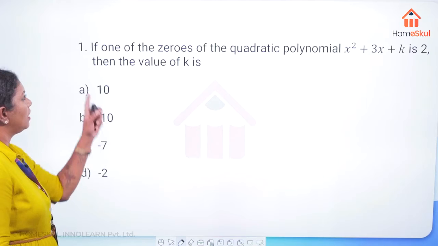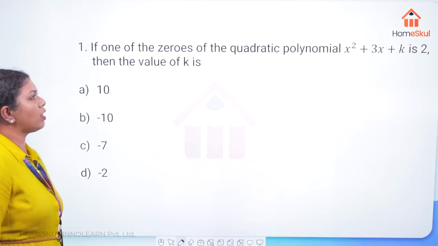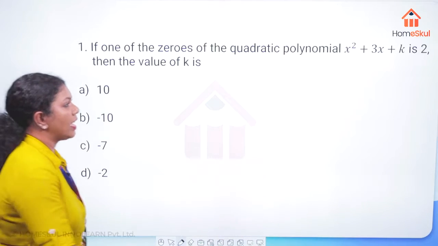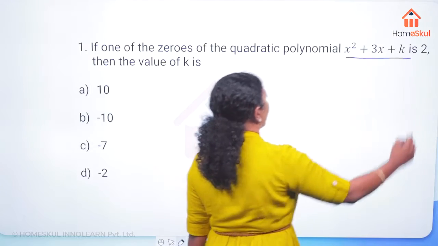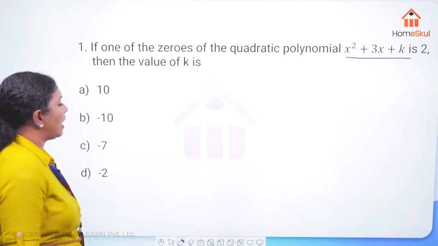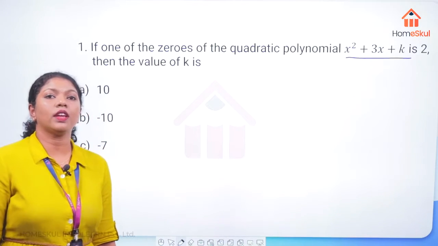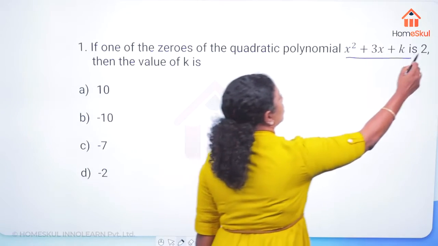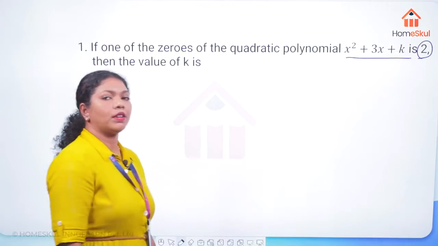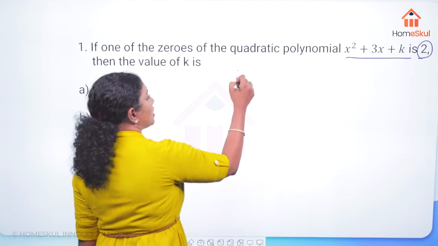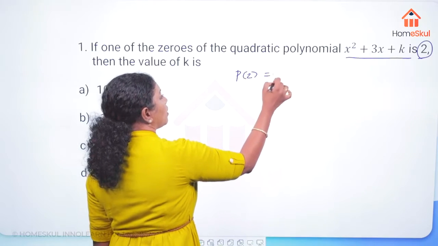It's very easy. If one of the zeros of the quadratic polynomial x square plus 3x plus k is 2, then the value of k is? So the zero is given. One of the zeros is 2. So if 2 is a zero, what we can do? You just find p of 2 and that will be equal to 0.